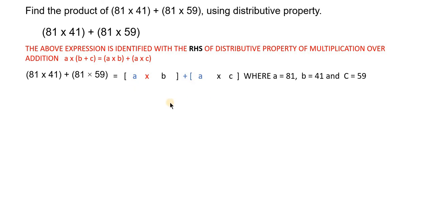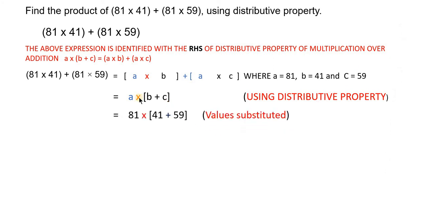Now we will have to use the distributive property. Instead of doing the right hand side of it, we will replace the right hand side with the left hand side of the distributive property. So it is equal to A into B plus C. We substitute for A, B, C: A is 81, multiplied by B 41 plus C 59. So 41 plus 59 equal to 100. Already seen. So the product is 8100.